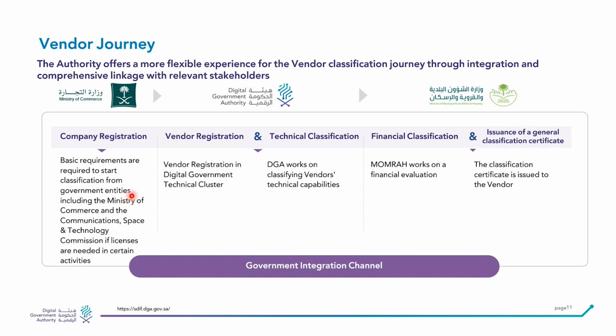And now we will highlight the vendor journey in a very simple process. As you can see, as a vendor in the Kingdom of Saudi Arabia, you will start the journey by registering the company in the Ministry of Commerce. Then the ICT vendors will come to the Sadaf cluster portal and register themselves as a vendor for the digital government, which is the main topic for our webinar today. After the registration, all the local vendors in the Sadaf cluster will have access to the main services in the cluster, one of them being the technical vendor classification. All vendors need to submit the classification request and get a score and a certificate from DGA. Once you get the technical vendor classification certificate and the final score, the vendor will go to Monsha'at to do the financial classification. After getting the financial classification from Monsha'at, the vendor will be able to get the general classification certificate.